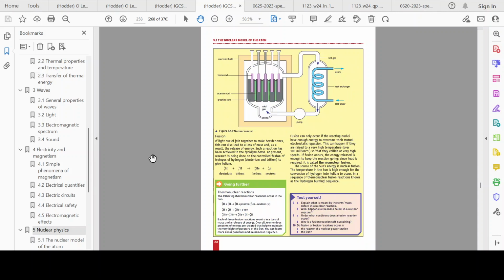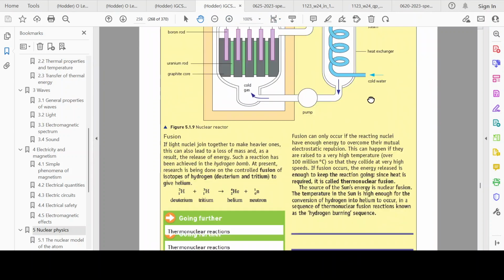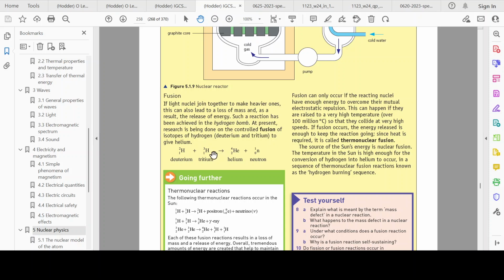So here we have nuclear fusion. And so the thing to look out for, right? You've got two smaller nuclei, right? You've got deuterium and tritium, and they're combining to form helium.